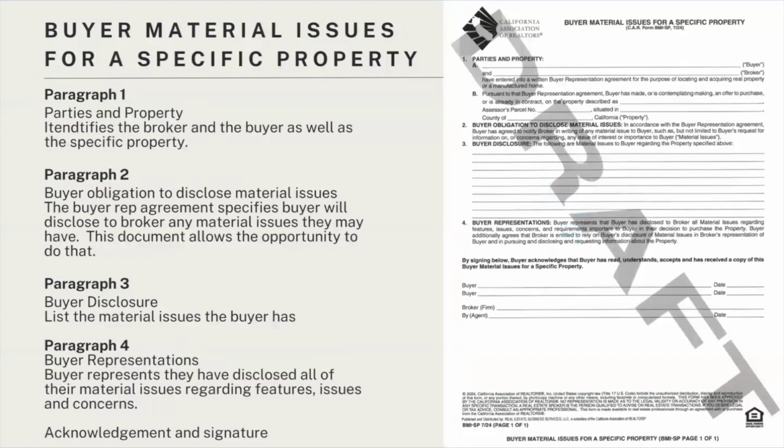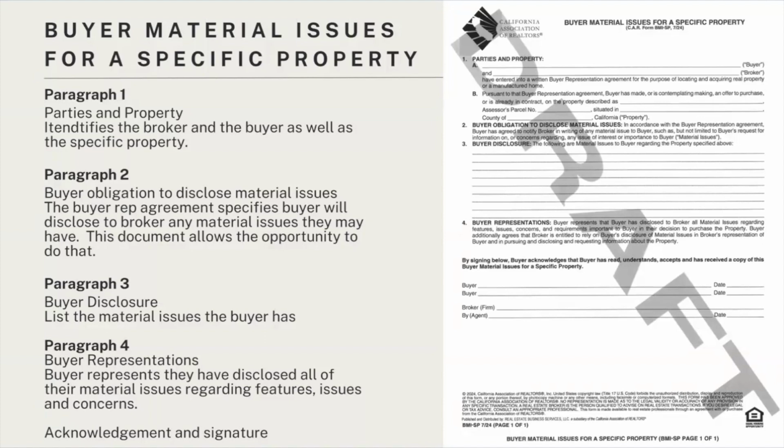So this document, the form BMI-SP, is the form that the buyer utilizes to inform the seller of any material issues, okay, specific to a property. So if there's something that they want to notify the buyer's broker, this is the document that you would utilize. And this is an addendum to the buyer broker agreement. So paragraph 1, again, parties and the property. So you're identifying for a specific property, not just in general, but this is concerns about a specific property.